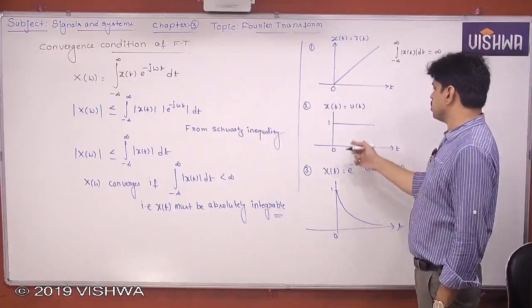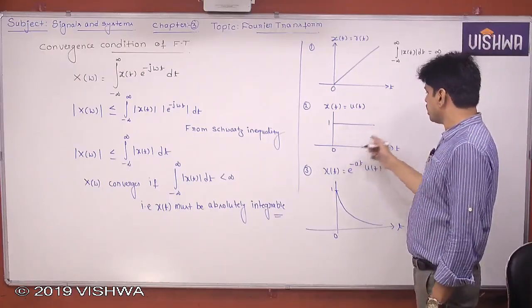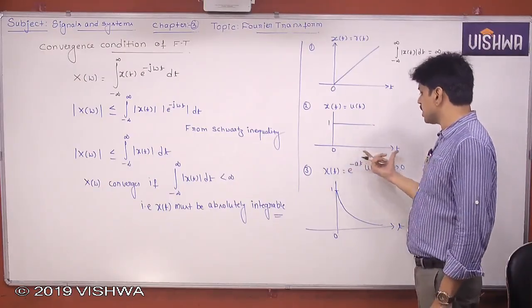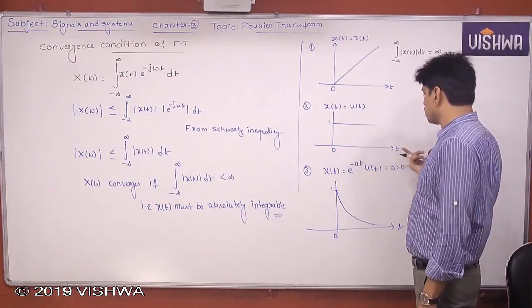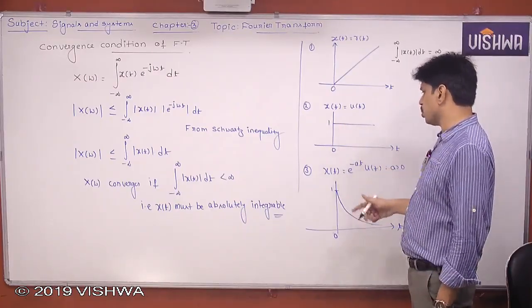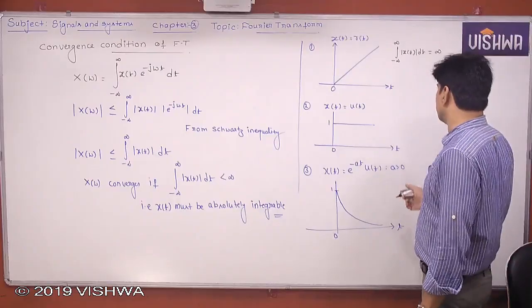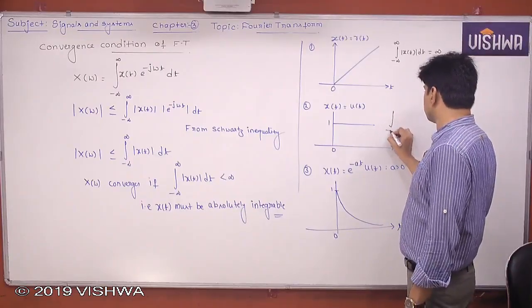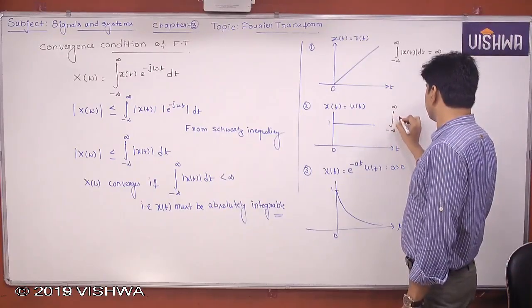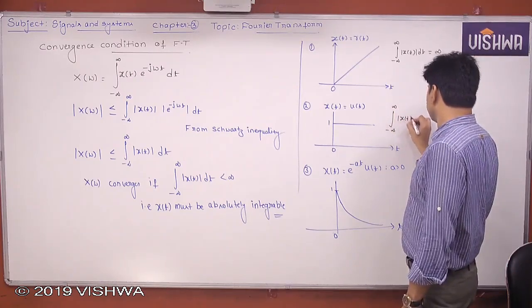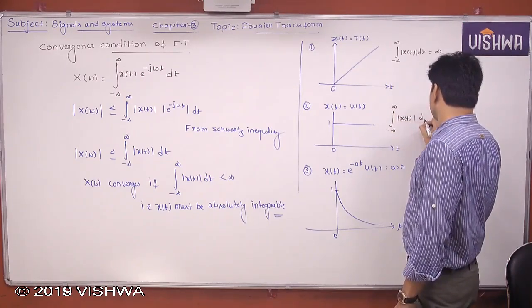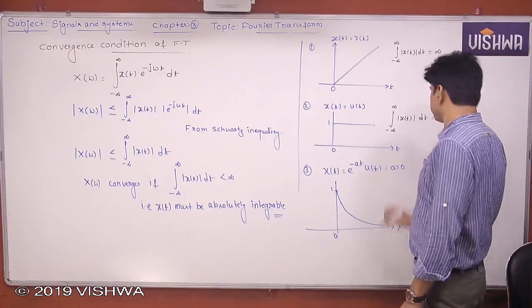Next, coming to this one. If I try to find the area under this one, you can consider it as a rectangle whose length is equal to infinity and height is equal to 1, then the total area under this curve is also going to be infinity. The integral from minus infinity to infinity of mod x of t, here also, is going to be infinity.